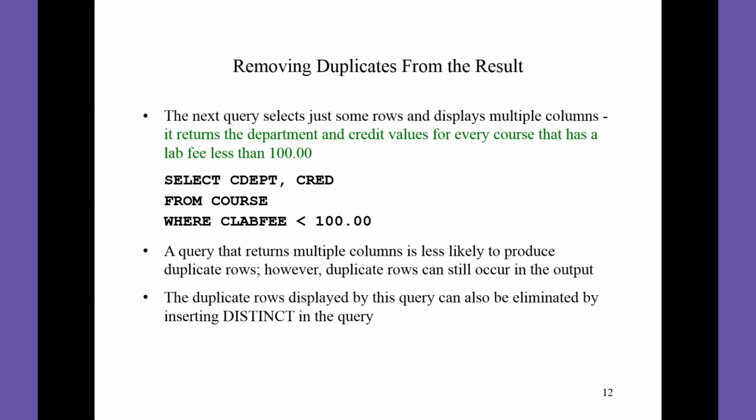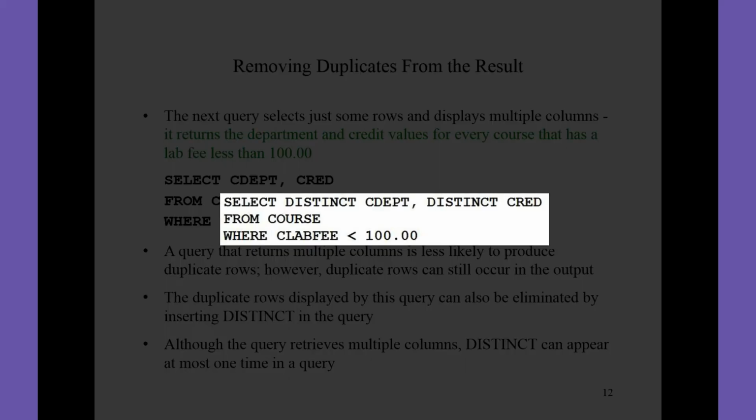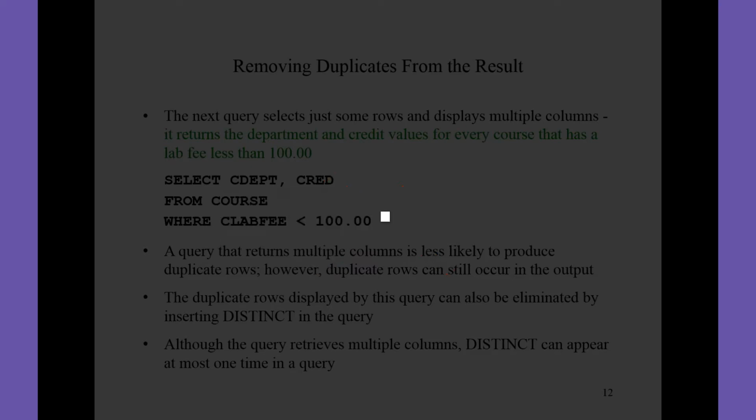The duplicate rows displayed by this query can also be eliminated using the same technique we discussed just a moment ago, simply inserting the distinct keyword within the query, again immediately following the select keyword and preceding our list of columns. Now, although the query contains multiple columns, the distinct keyword can appear at most once within a query. So it would be incorrect to say select distinct C department, comma, distinct credit. We use distinct exactly 1 time.